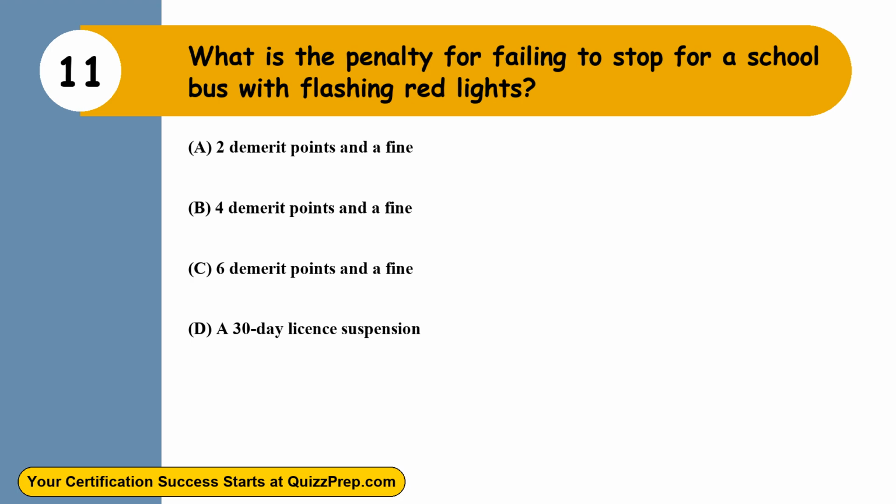Option A, 2 demerit points and a fine. Option B, 4 demerit points and a fine. Option C, 6 demerit points and a fine. Option D, a 30-day license suspension.